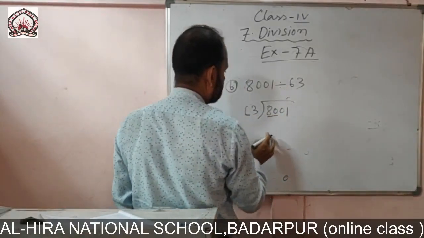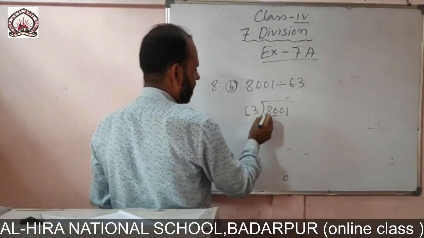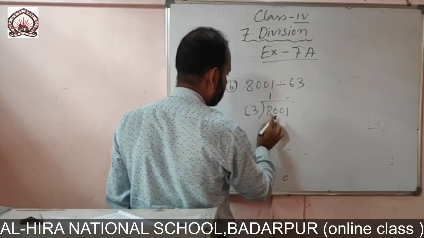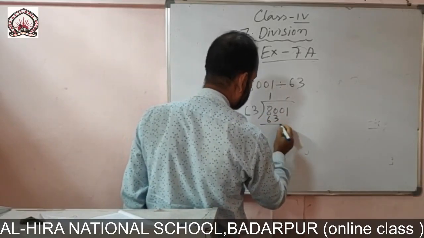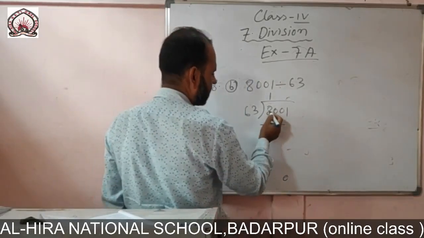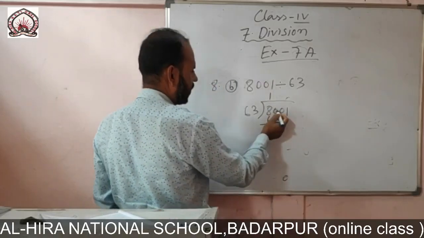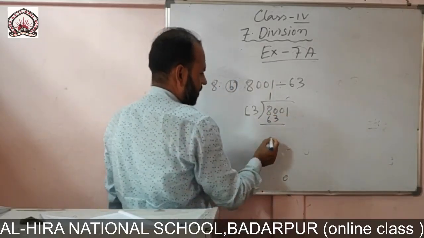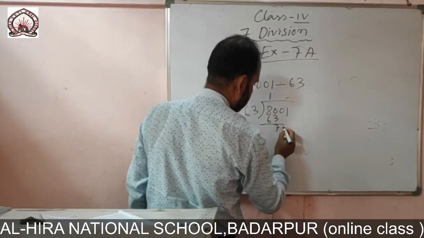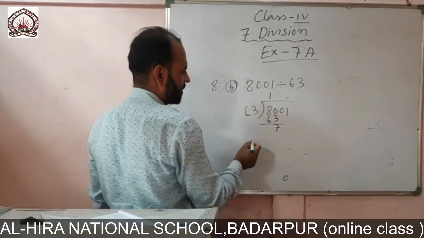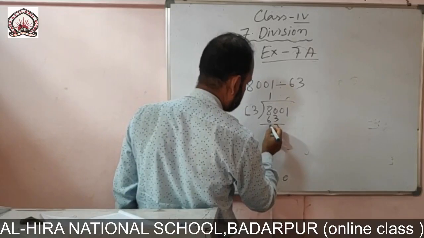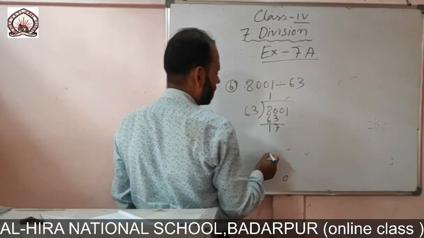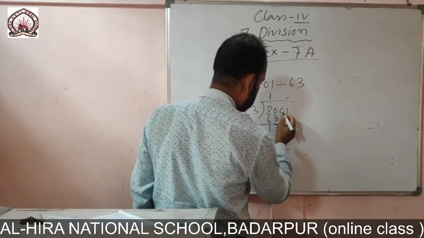We know 63 1s are 63. There remain, carry, borrow 1, then there is 10. 10 minus 3 is equal to 7. Here remains 7. 7 minus 1 is equal to 6. So take down 0. 170.